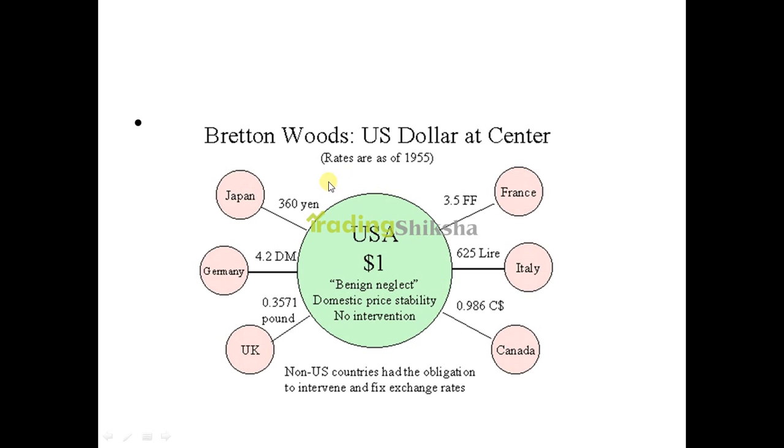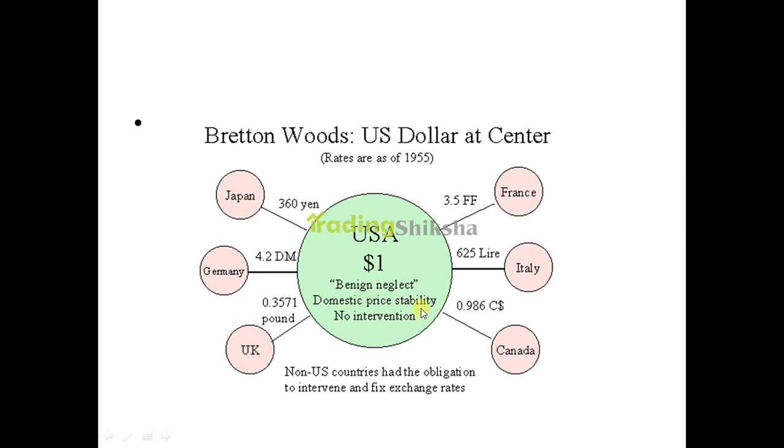So basically all the countries who accepted that agreement had their currencies pegged with dollar. Pegged with dollar means they had a fixed exchange rate with dollar. For example, $1 was equal to 360 yen, or $1 was equal to 0.3571 UK pound. At that time, you can also see the euro was not existing, and each European country had its own currency, and they also had a fixed exchange rate with the dollar.